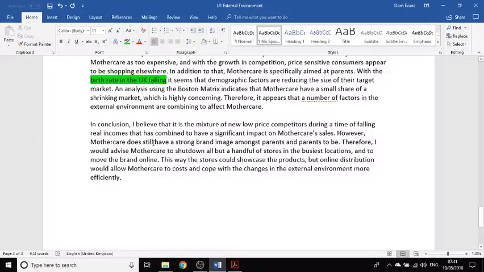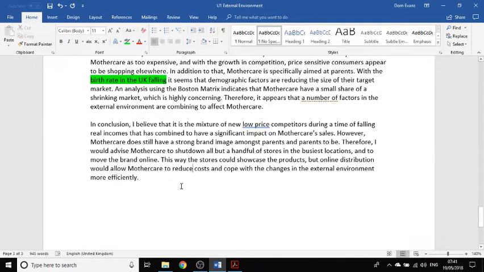However, Mothercare does still have a strong brand image amongst parents and parents-to-be, so it's not all bad. Therefore, I would advise Mothercare to shut down all but a handful of stores in the busiest locations and to move the brand online. This way, the stores could showcase the product, but online distribution would allow Mothercare to reduce costs and cope with the changes in the external environment more efficiently.